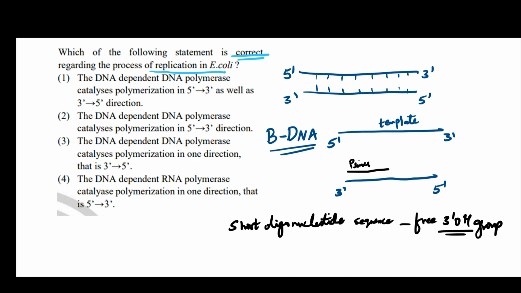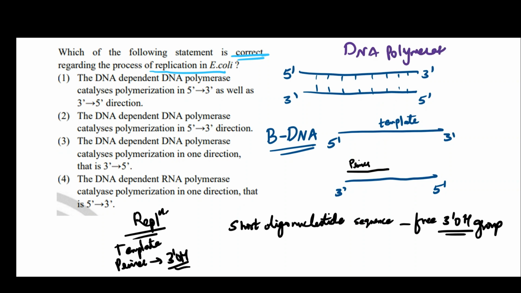So for replication to occur, two important things must happen. First, a template must be present, and there should be a primer, which provides a free 3' hydroxyl group. Now, we have an enzyme known as DNA polymerase. This is an enzyme which plays a key role in synthesizing the new strand of DNA. Let us consider this is the DNA polymerase.